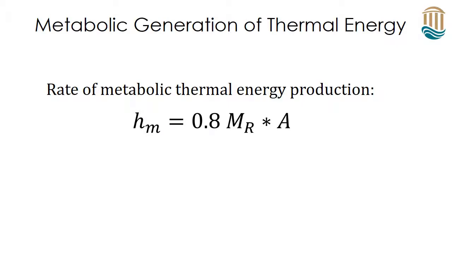So, since we're concerned in this section with how much thermal energy is produced by the process of metabolism, we have to multiply the raw metabolic rate by the size of the person and then just take 80% of it to give us our first input of heat to the body.